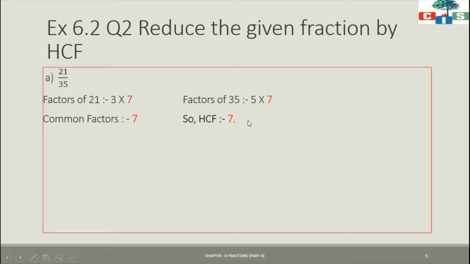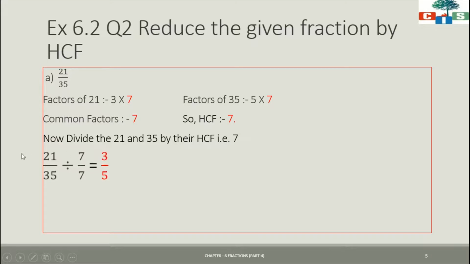Okay, now we'll start with our step number 2. That is we have to reduce the given fraction by its HCF. So now we have to divide 21 and 35 by their HCF, that is by 7. So see how to do it. 21 by 35 divided by 7. Now when I divide 21 by 7, I will get quotient as 3, and when I divide 35 by 7, I will get quotient as 5. That means we have reduced fraction as 3 upon 5. So scholars, the reduced fraction of 21 by 35 is 3 upon 5 by HCF method.